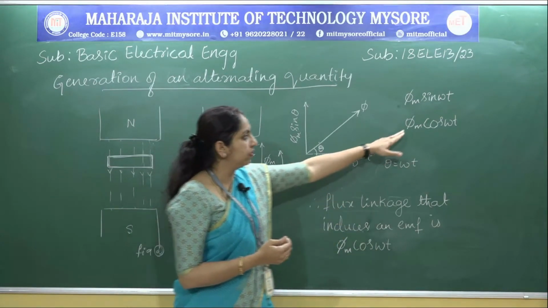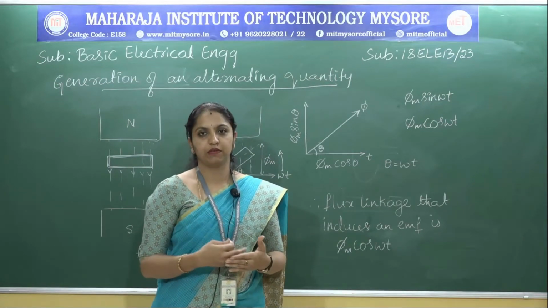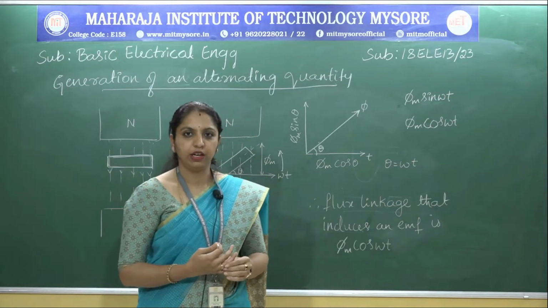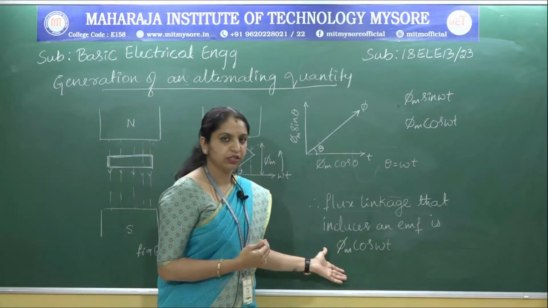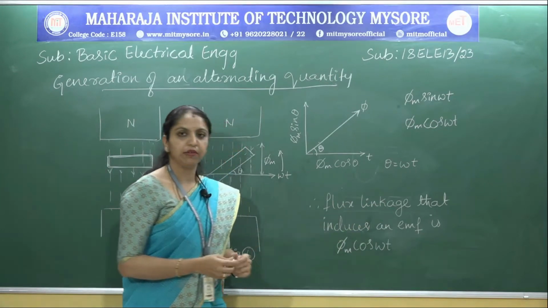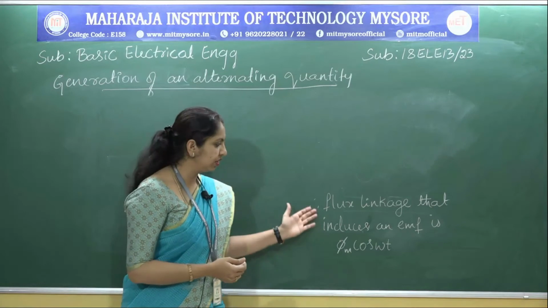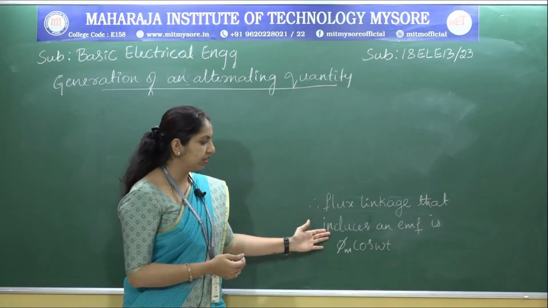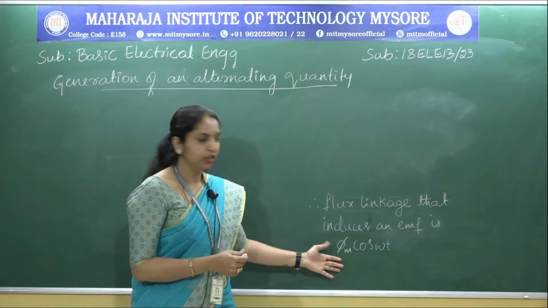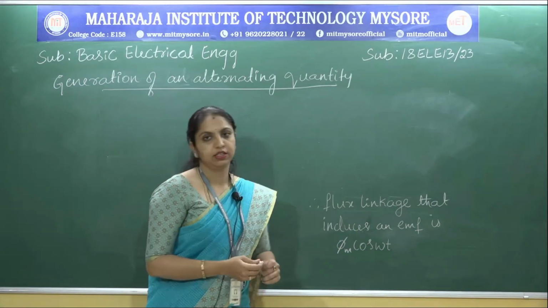The phi m cos omega t component is perpendicular to the magnetic flux, and when it is perpendicular to the magnetic flux, EMF will be induced. Because of that reason, the flux linkage that induces an EMF is phi m cos omega t. So remember this omega t, where omega t is equal to theta.